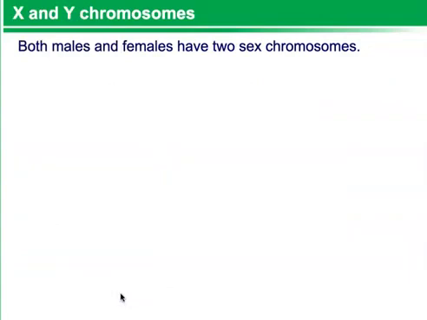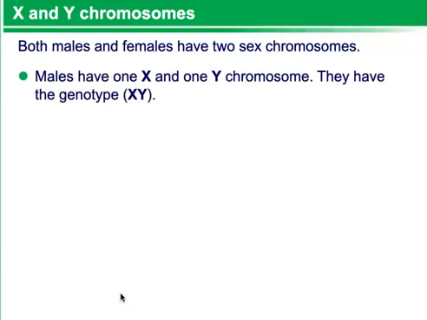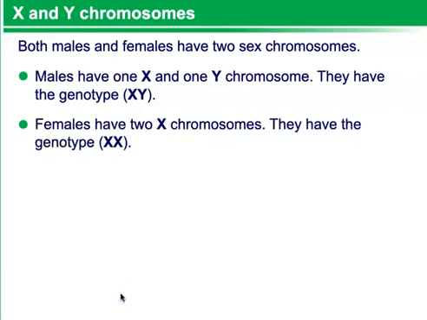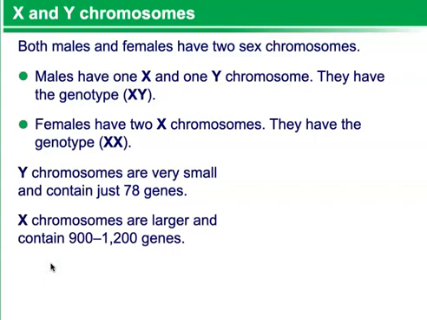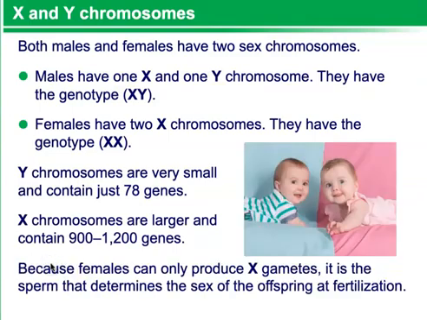X and Y chromosomes. Both males and females have two sex chromosomes. Males have one X and one Y chromosome. They have the genotype XY. Females have two X chromosomes. They have the genotype XX. Y chromosomes are very small and contain just 78 genes. X chromosomes are larger and contain 900 to 1200 genes.